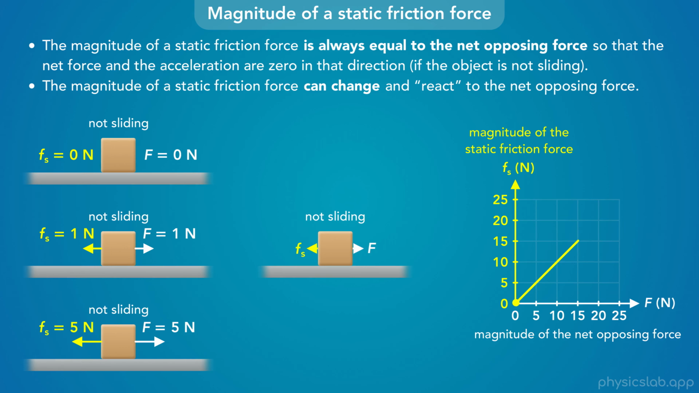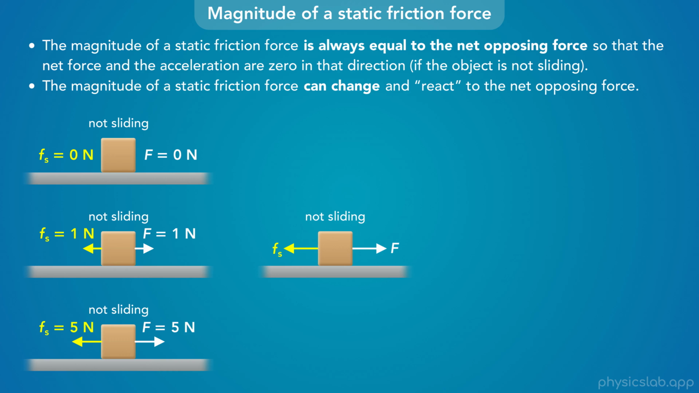As long as the box is not sliding, the static friction force reacts to the changing opposing force so that they're always equal. It might seem weird that the static friction force behaves like this, but we've already learned about a type of force that does the same thing, a normal force. If you push a box against a wall, the wall will exert a normal force back on the box because they're in contact. The net force on the box is 0, and the normal force from the wall will be equal to your pushing force.